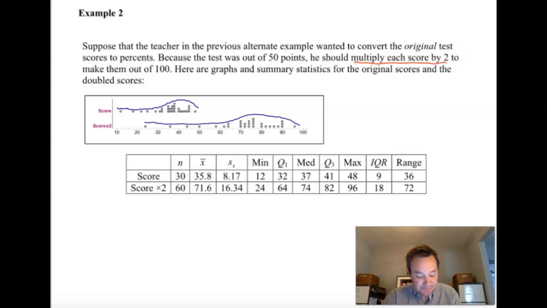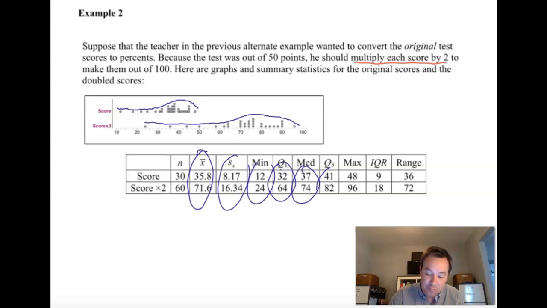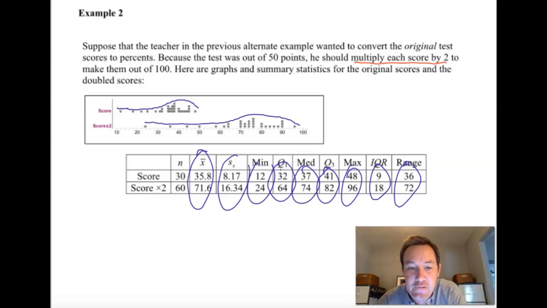Let's see what else. So the first row is the original score out of 50, and the second row is the score times 2, so it's the percent. So you can see the mean gets multiplied by 2. Standard deviation gets multiplied by 2. All these measures of position get multiplied by 2. So does the IQR, so does the range. So multiplication affects everything. All right.